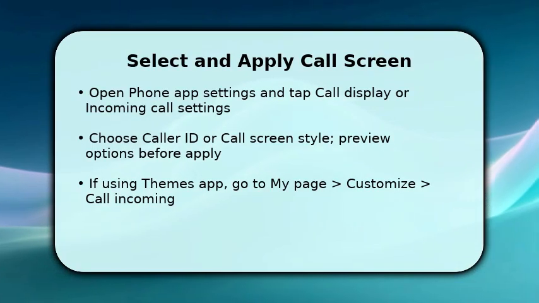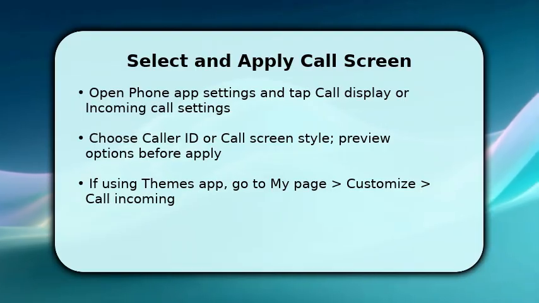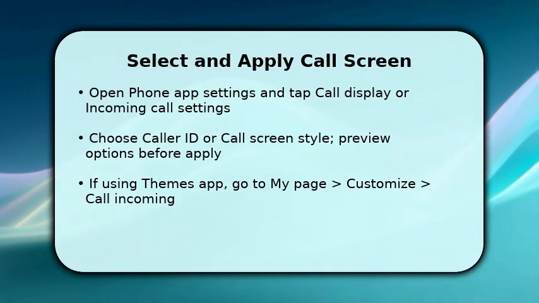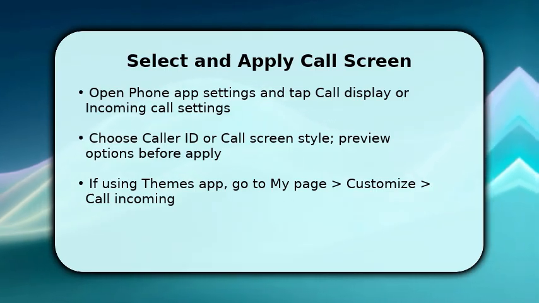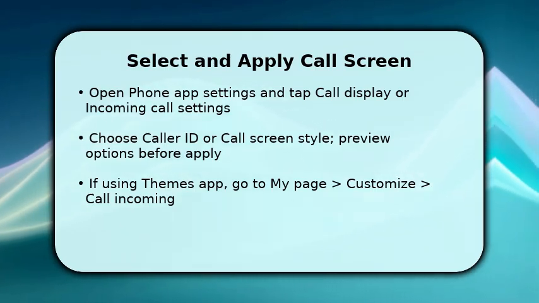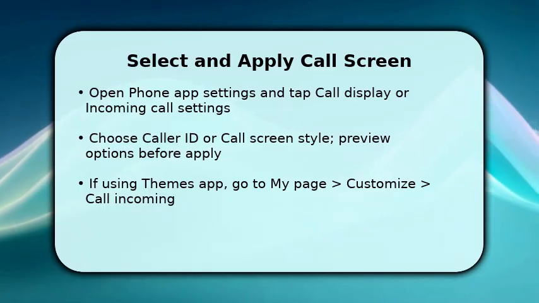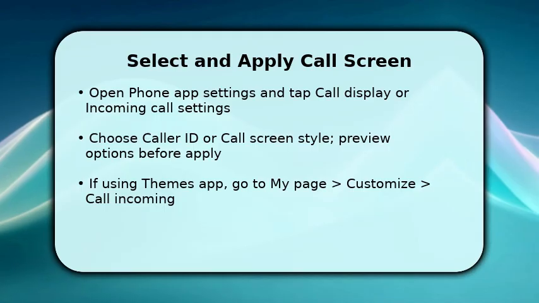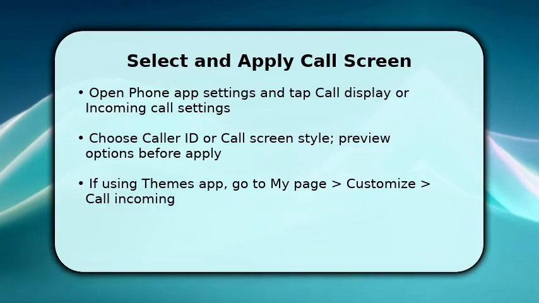Now you'll change the call screen itself. Open the phone app, tap the three dots or settings icon, then select Call Display or Incoming Call Settings. You'll see style options. Tap each to preview how incoming calls will look. Once you find a style you like, tap Apply or Set as Default.